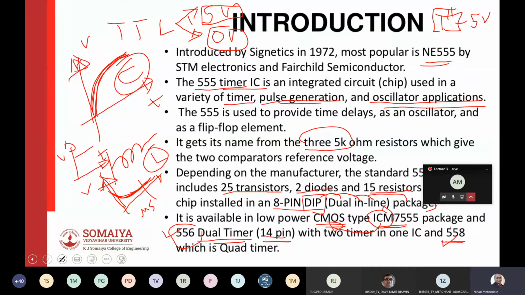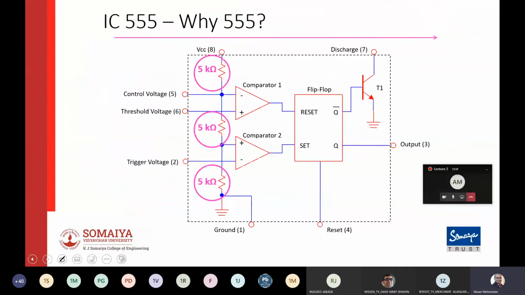It doesn't mean they have 5K, 5K, and 8K inside. And this one doesn't mean that it has 5K, 5K, and 6K inside. But since they are derived from IC triple five, that's why these three packages are there, other than the regular IC triple five. And remember, this number is 7555 for the CMOS variant of the IC.